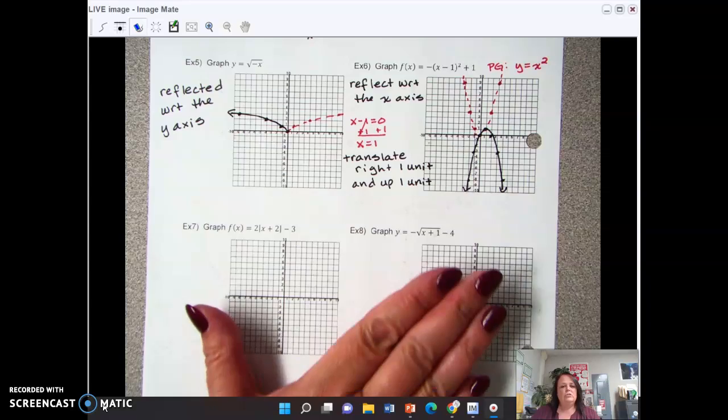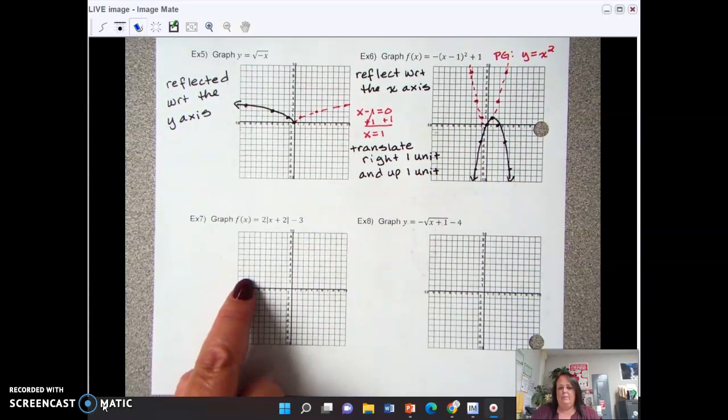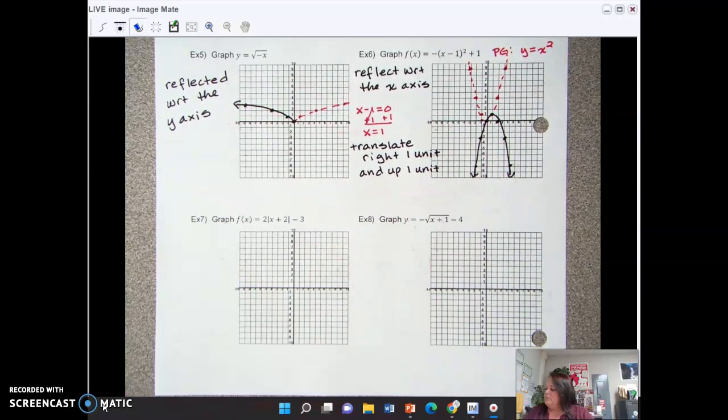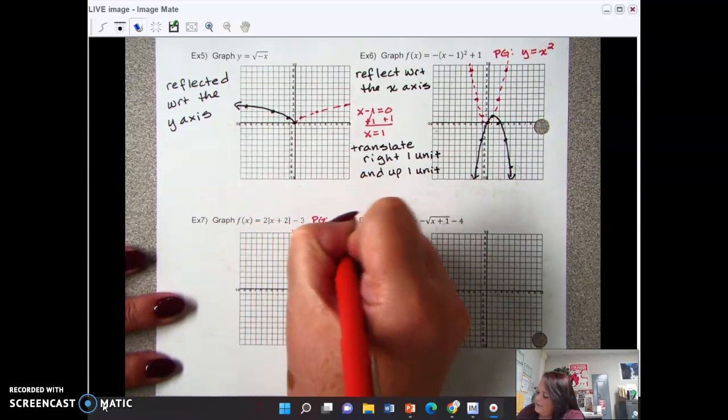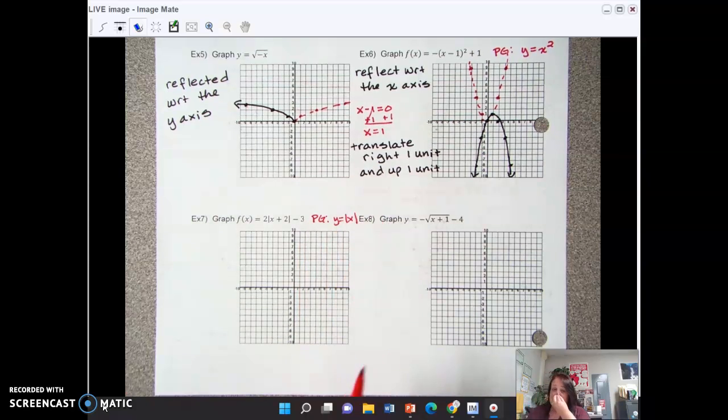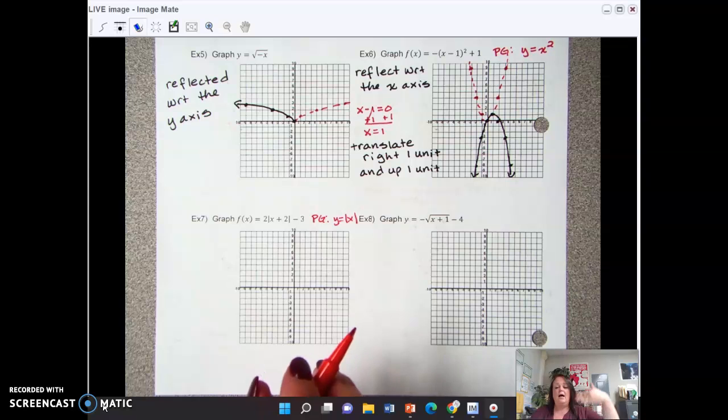So take a look at example number 7. In this case, my parent graph is going to be y is equal to the absolute value of x. So that means however many steps I take to the positive or the negative, I'm going to go up the number of steps, because it says don't go down.